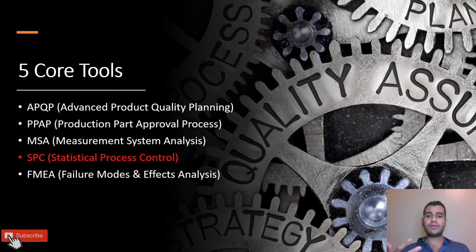So these are the five core tools which we have in quality, and these are very important for any quality assurance manager or any manager who wants to go into a production facility. They must know these methods of measuring your quality, and it's very important because you will be using a lot of these systems and they're all interlinked within each other.